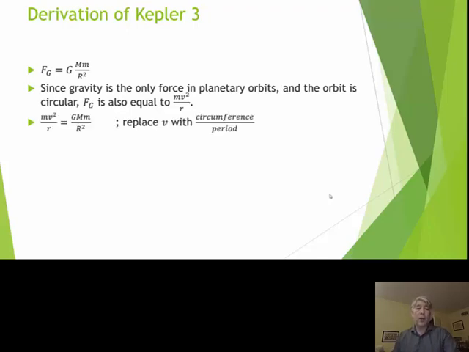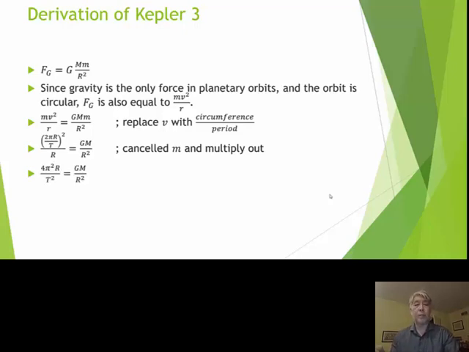So we set those two equal, and we can replace the velocity of the moon, the velocity of the orbiting object, with circumference divided by period. Since it's moving in uniform circular motion, v stays constant, and the distance divided by time, or circumference divided by period, gives us its velocity. And so here we have 2 pi r over T, circumference divided by period, and we cancel little m because little m's on both sides.